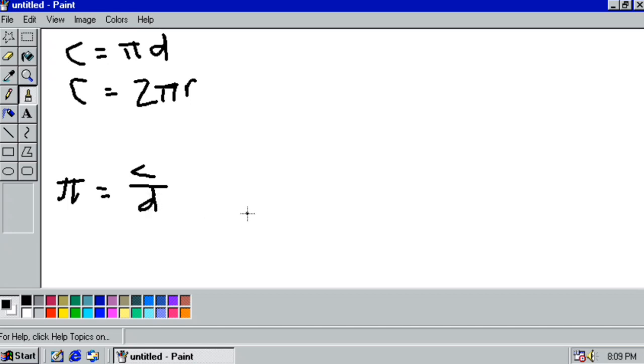We can use this relationship to find the circumference of a circle if we know the diameter, and to find the diameter if we know the circumference. For example, pi times diameter is equal to circumference, and the diameter is circumference over pi.